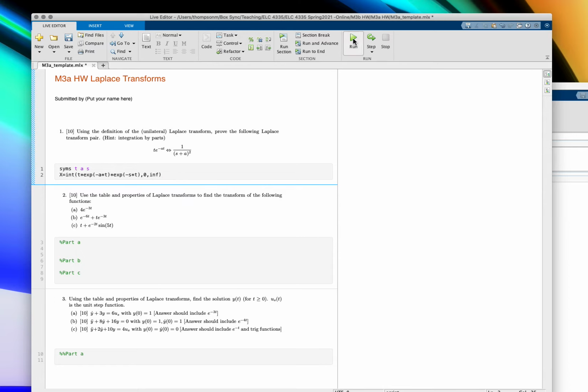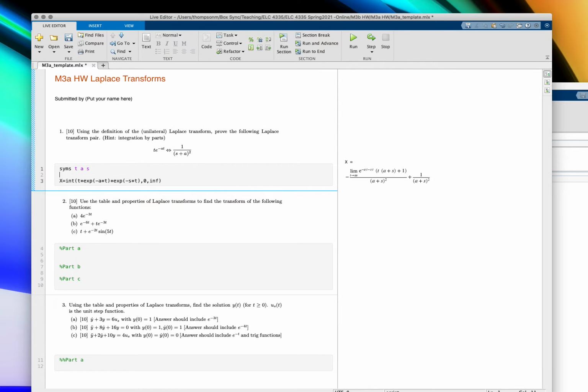All right, so when I run this, you'll see I get this kind of odd looking result. One of the things I wanted to show you is that MATLAB doesn't really understand any kind of constraints on a and s. It turns out, if you study Laplace transforms in more detail, there's this idea of regions of convergence: what values of s will work for the Laplace transform to converge. Here's a trick that you can use in MATLAB. We're going to assume a plus s is positive.